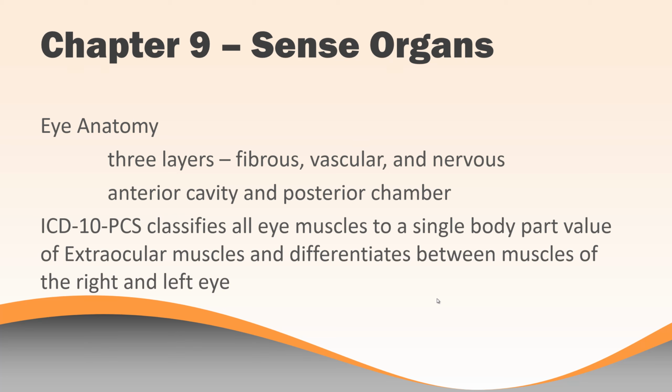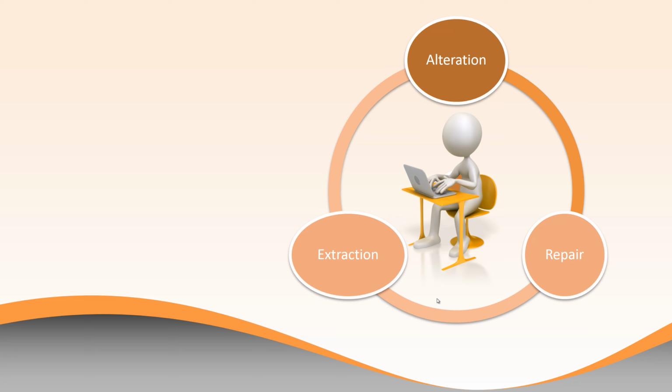You can also have something called an atlas. An atlas is basically graphical plates, graphical pictures with some identification of the structures, but no narrative about functionality, no physiology component, just pictures of anatomy and telling you what they are and what their names are. For the eye, your textbook does mention the layers and the chambers and the cavities. It also talks about how eye muscles are classified in ICD-10-PCS. Also in Chapter 9, they talk about 3 specific root operations: alteration, extraction, and repair.